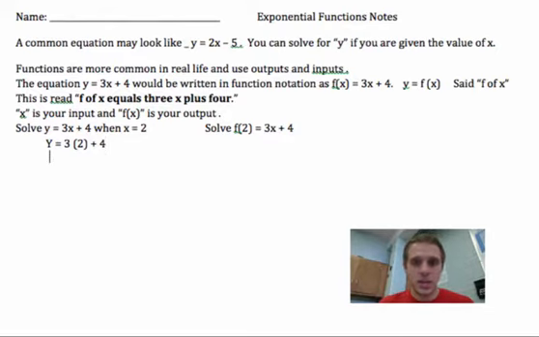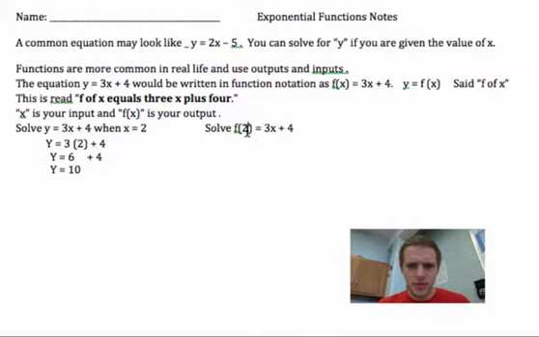We can simplify that a little bit further. Y equals, well, 3 times 2 is 6. And then you add that plus 4 on the end. Last step, 6 plus 4 gives your answer of 10. So we know that y must equal 10. You should know how to do that. Sounds good. What's new today is this function notation.